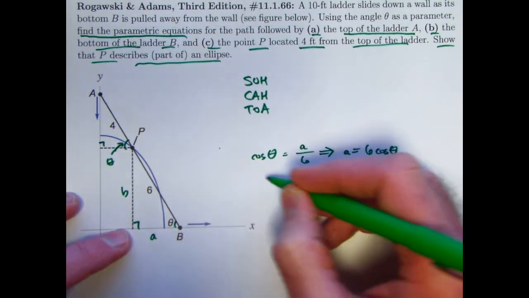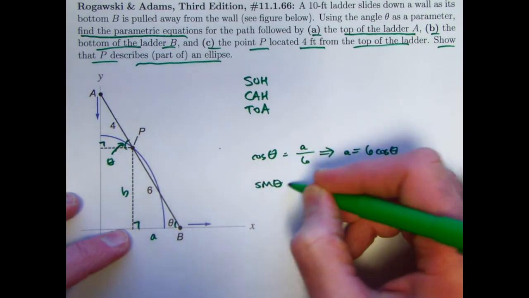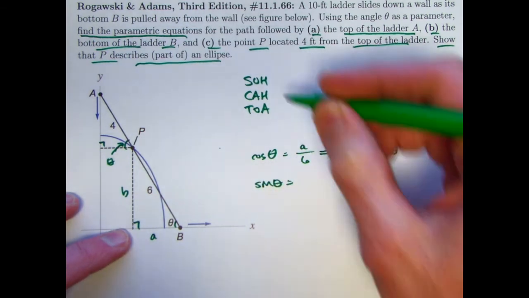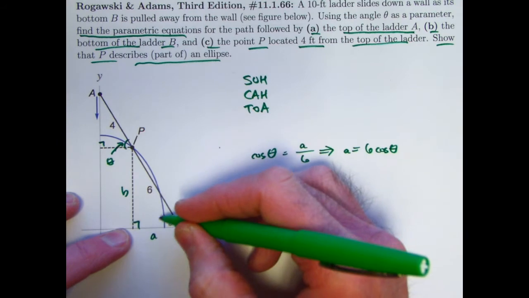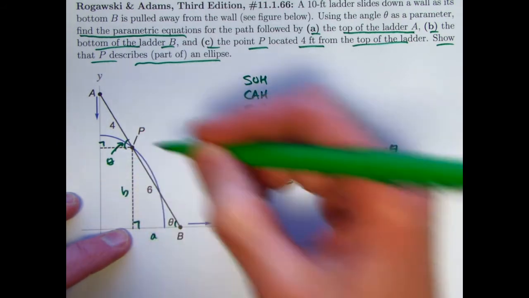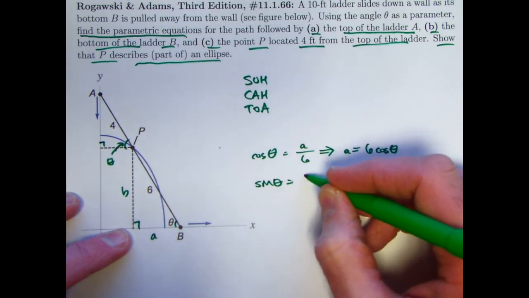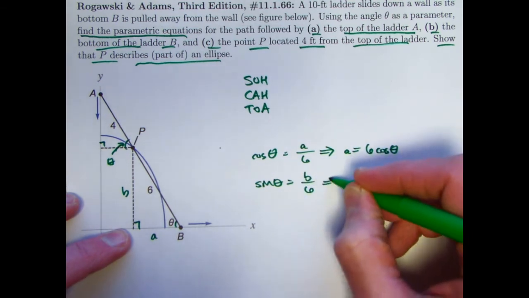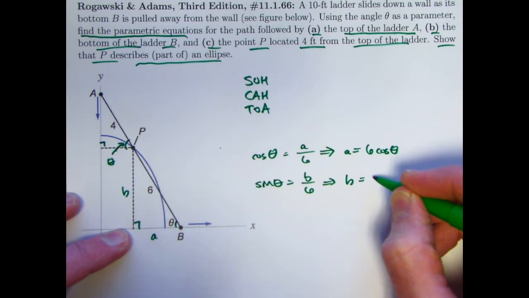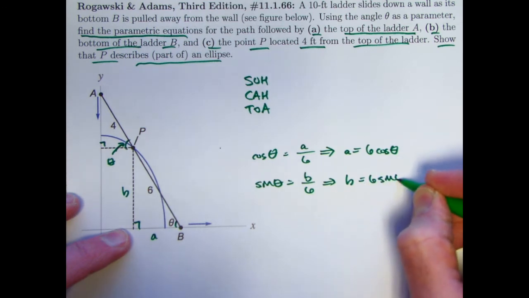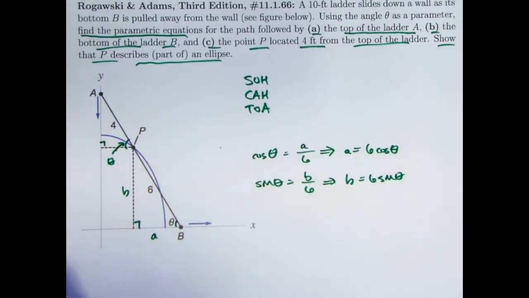We can also say the sine of this angle is opposite over hypotenuse. For this right triangle and this angle, the opposite side has length b, and the hypotenuse again has length 6. So the sine of the angle is b over 6. And therefore, b is going to be 6 sine theta if I multiply both sides by 6.